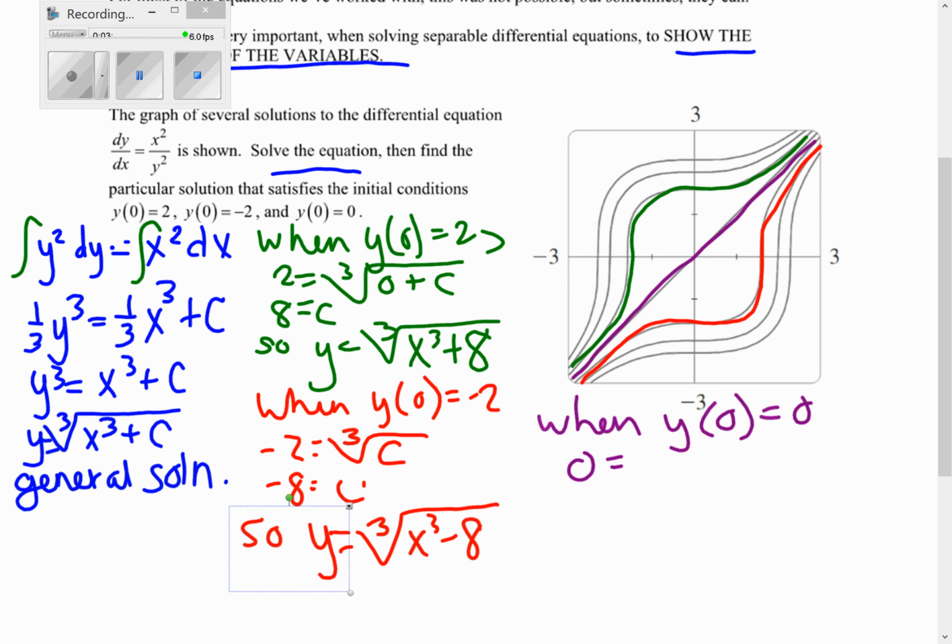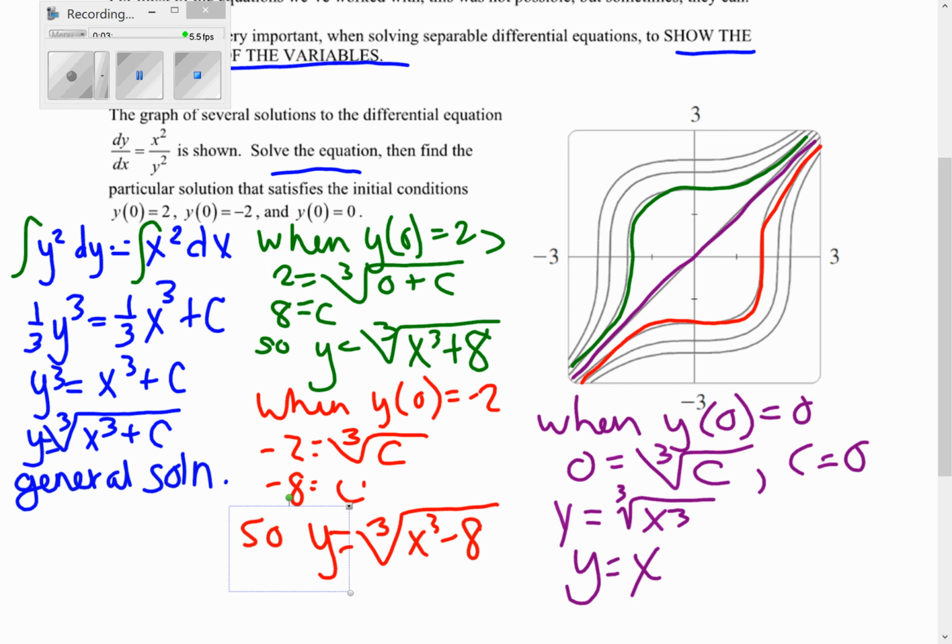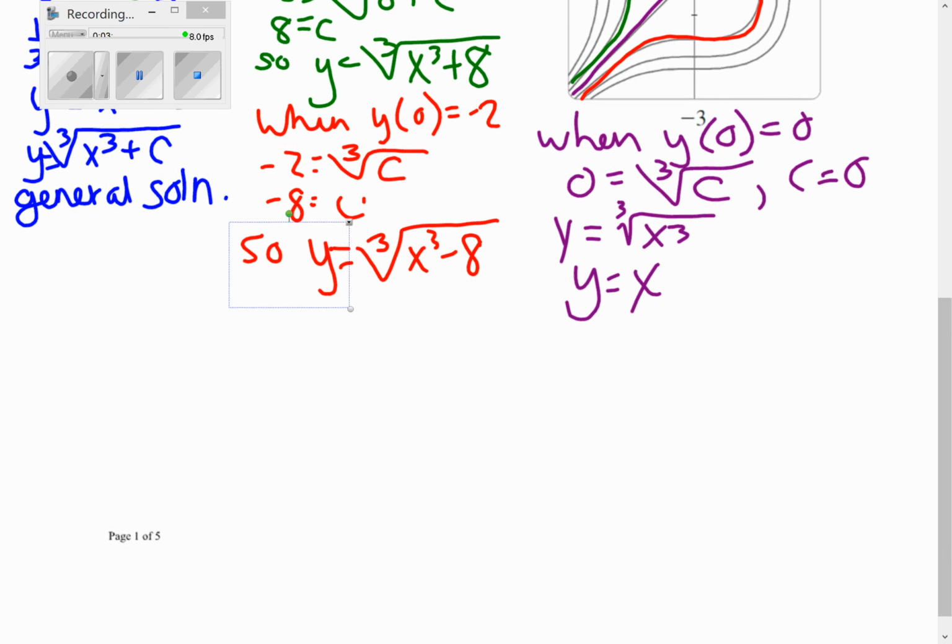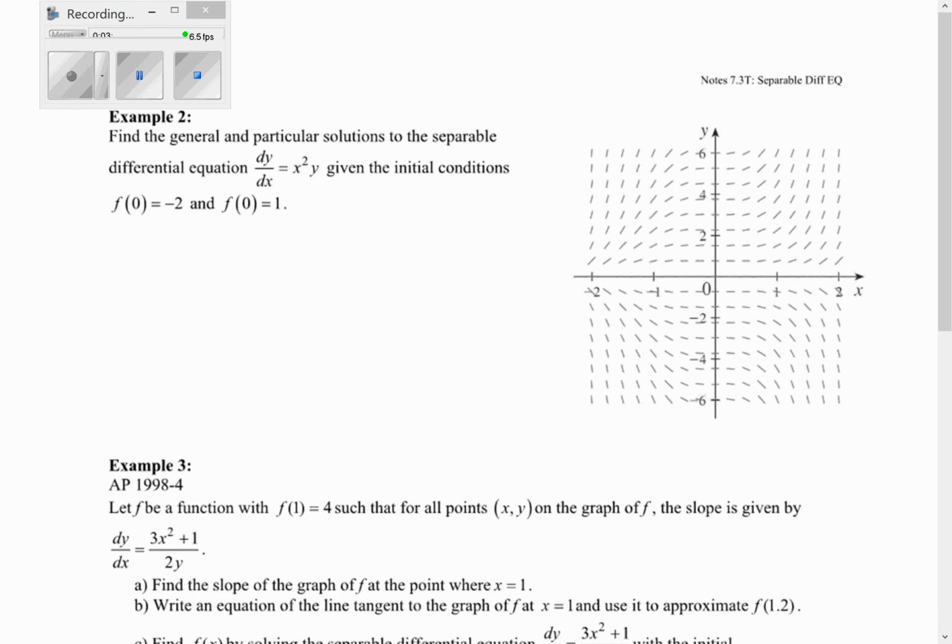And then last but not least, when y of 0 equals 0, we get 0 equals the cube root of c. Cube both sides, you get c equals 0. So we get y equals the cube root of x cubed, also known as x. So we have each of those 3 particular solutions there. Great.